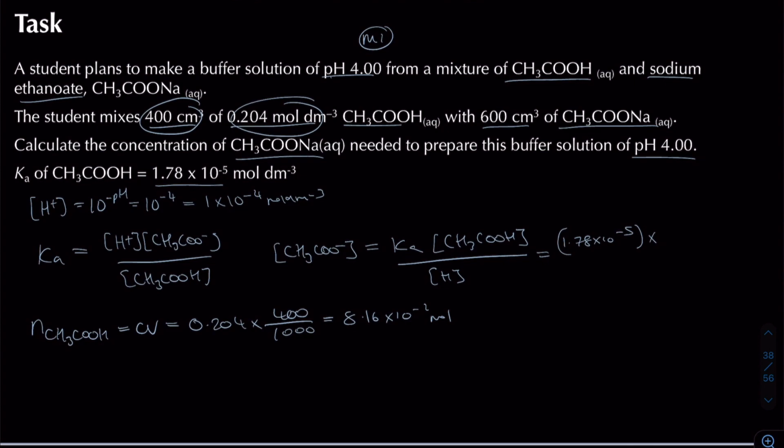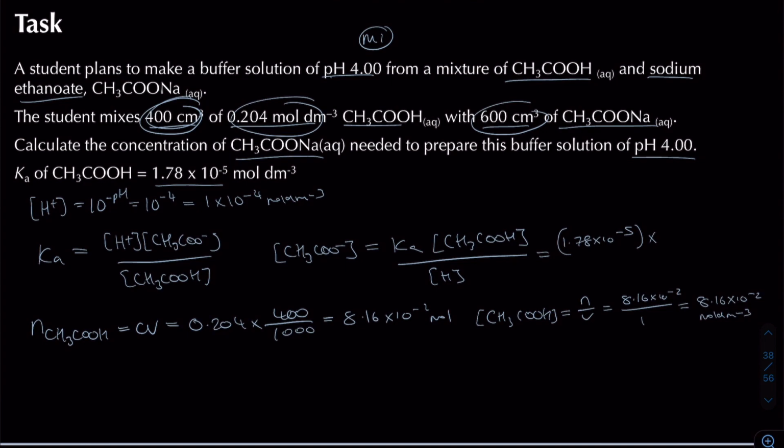So I find the number of moles, and then I can find the actual concentration of CH3COOH, which is equal to the number of moles divided by the volume. That's going to be 8.16 times 10 to the power of minus 2 divided by the value of the volume, which in this case is 600 added to 400, so what we end up with is 1, and so our value for the actual concentration is also going to be 8.16 times 10 to the power of minus 2. Remember, you've got 1,000 centimeters cubed in 1 decimeter cubed. So there's my concentration that I've just calculated.